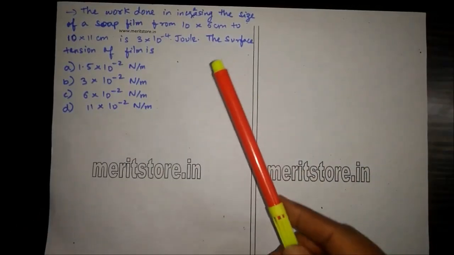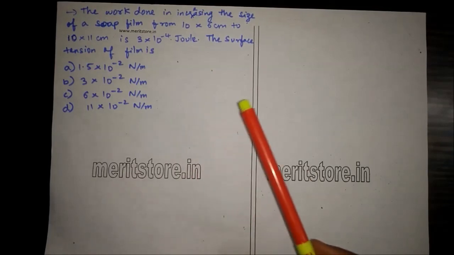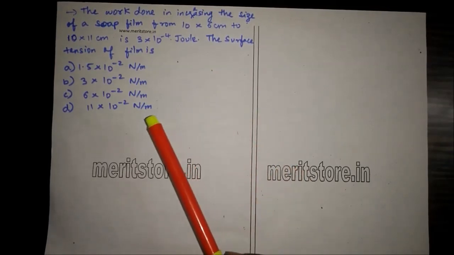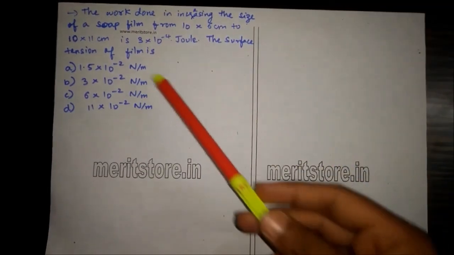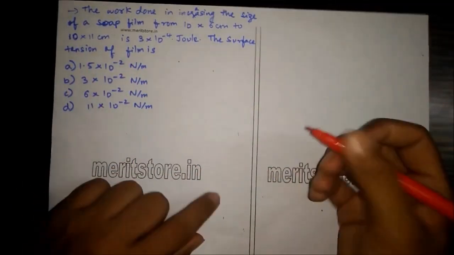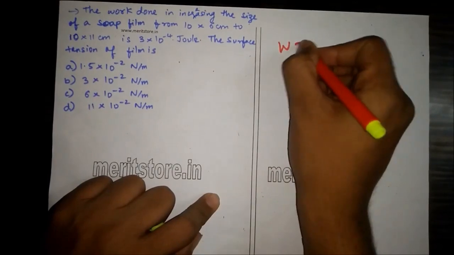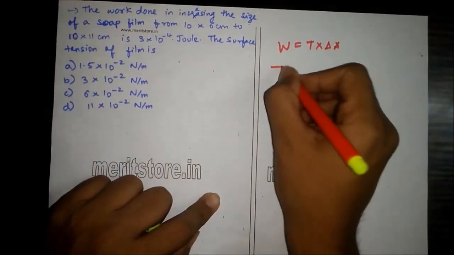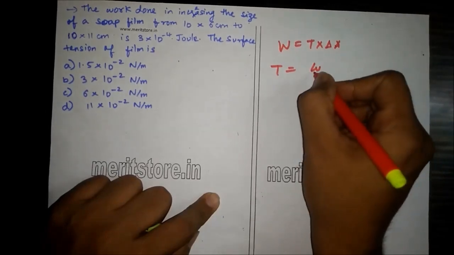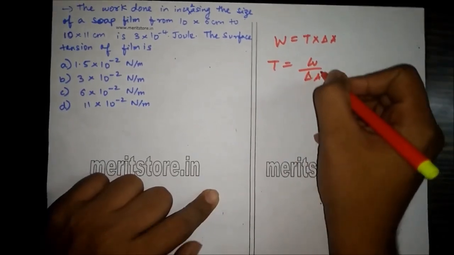Work done in increasing the size of a soap film from 10 into 6 centimeter to 10 into 11 centimeter is 3 into 10 raised to minus 4 joules. The surface tension of the film is, here are the options. Now the work done is given by the formula W is equal to T into the area. Therefore T is equal to W upon delta area.